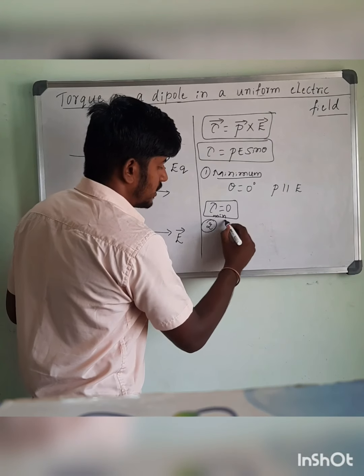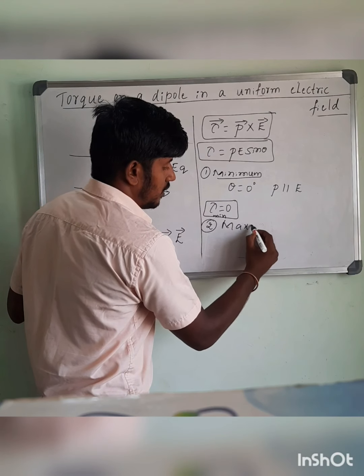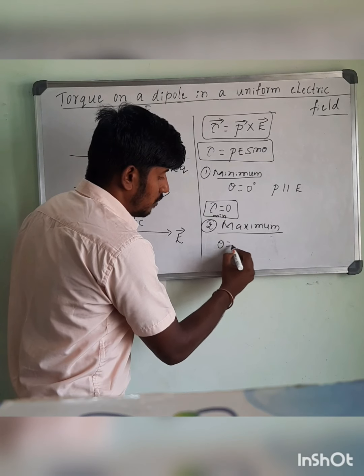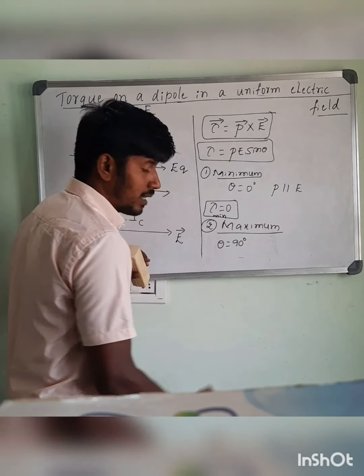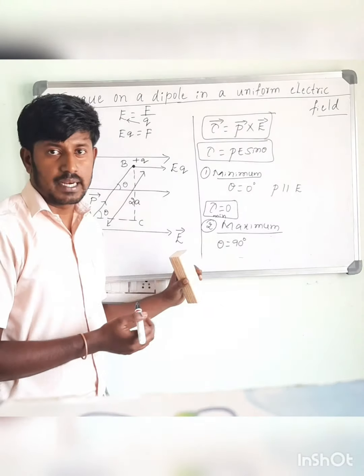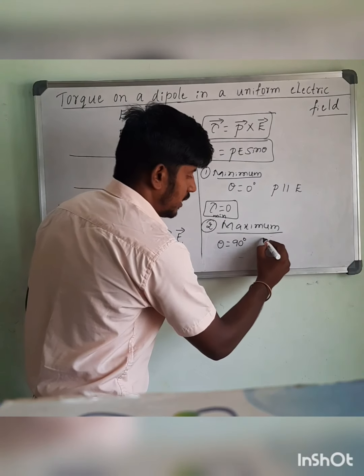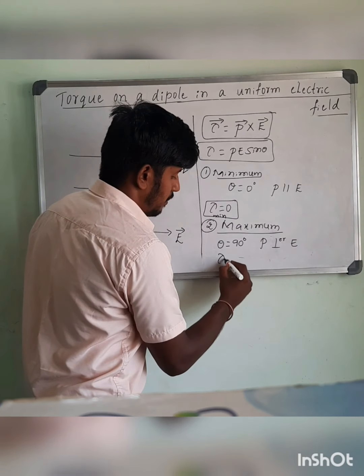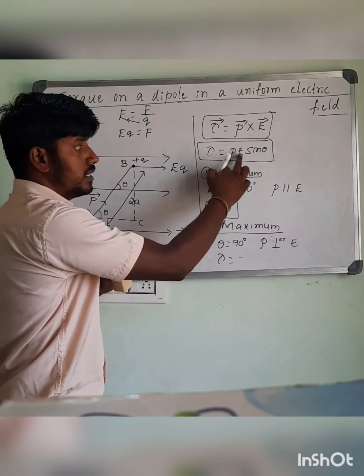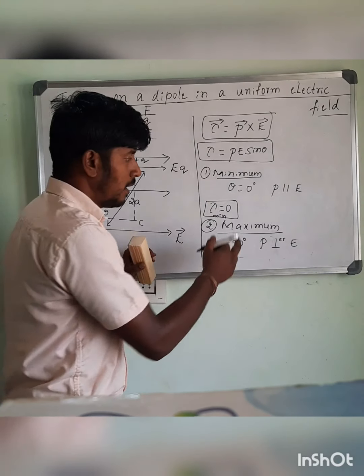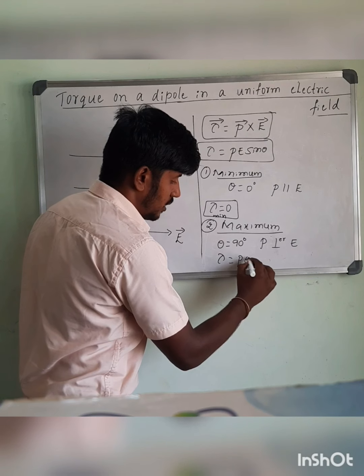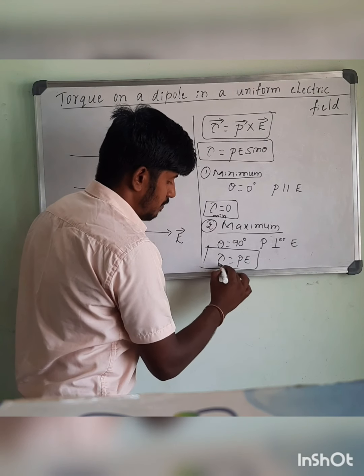Similarly, maximum torque. When the torque on the dipole is maximum, you have to place the dipole moment at right angle to the electric field, that is theta is equal to 90 degrees. The dipole moment is perpendicular to the electric field. Then what happens? Torque becomes PE sin theta, theta is 90 and sin 90 degrees value is 1, into PE is PE. This is the torque, and we can say this is the maximum torque.